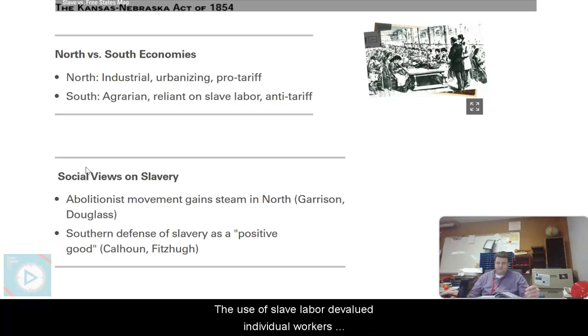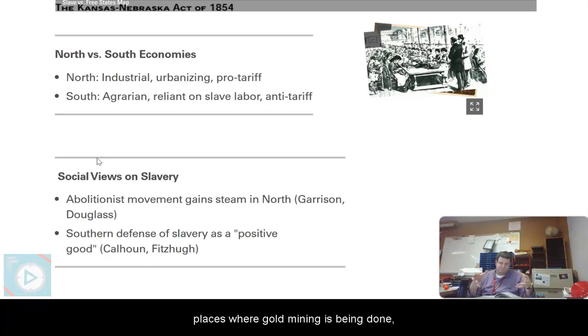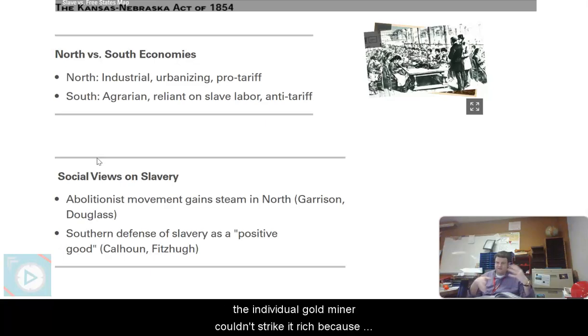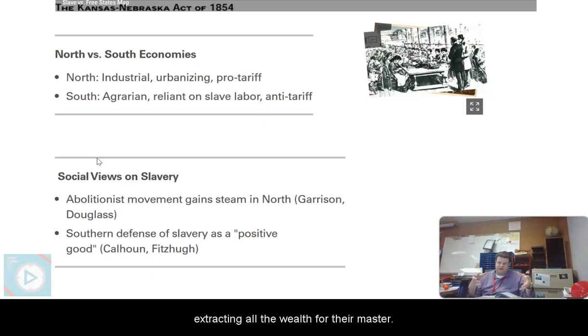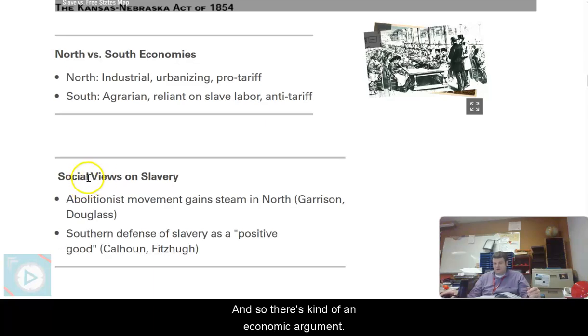The use of slave labor devalued individual workers, and it meant that wealthy slave owners could dominate industries and dominate areas and hurt competition. California is probably the best example of this. The territory and later the state banned slavery because they worried that if slaves were dumped into places where gold mining is being done, the individual gold miner couldn't strike it rich because you just have these armies of slaves occupying and extracting all the wealth for their master. And so there's kind of an economic argument.